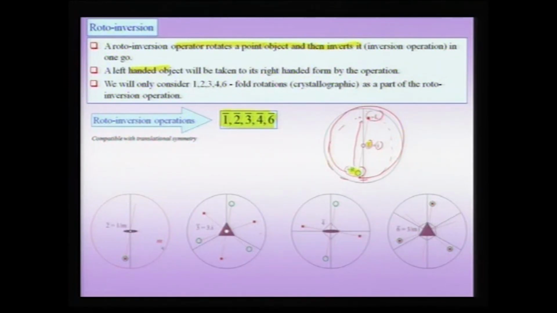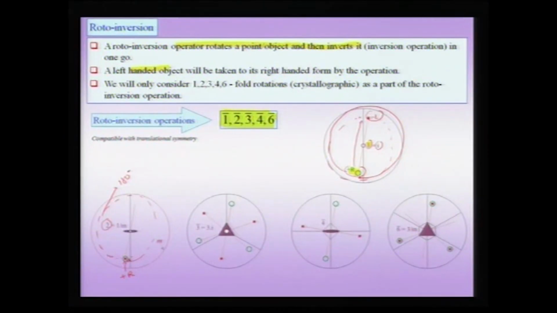Similarly, I can talk about the 2 bar operator, which will again involve a rotation and an inversion, but all in one go. So, suppose I start with a right-handed green circle above the plane of the board, then I can rotate. What does a 2 bar imply? That the rotation associated with the 2 bar is 180 degrees, like in the case of a 2-fold. Therefore, I will rotate, I will go all the way and I will come back here, but I will not leave a point after the rotation. So, I will come back right exactly above the green circle, but after that I will invert.